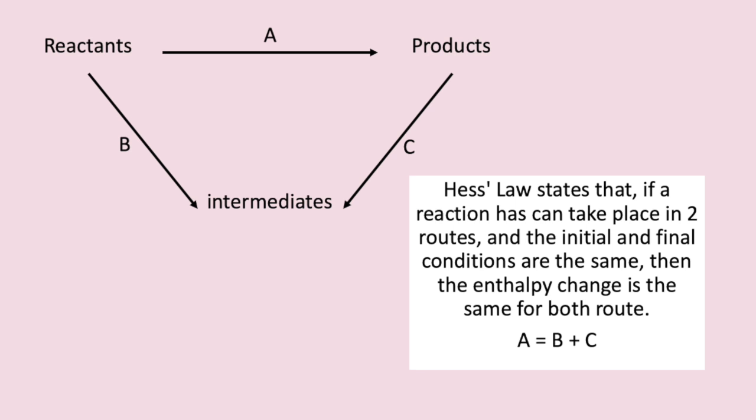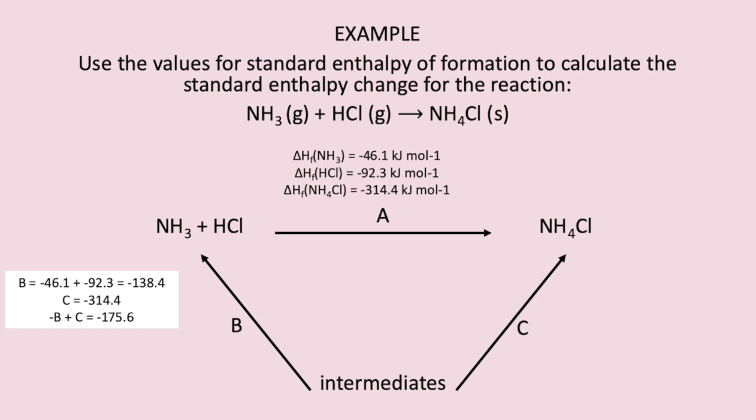We can use the given values to find the enthalpy change of the different routes, which will allow us to calculate the missing route. Remember, if we go against the grain of the arrow, we must flip the sign on the value. If we look at their example, there are 3 routes, A, B, and C. We're asked to calculate the enthalpy change associated with route A, which must be equivalent to B plus C.